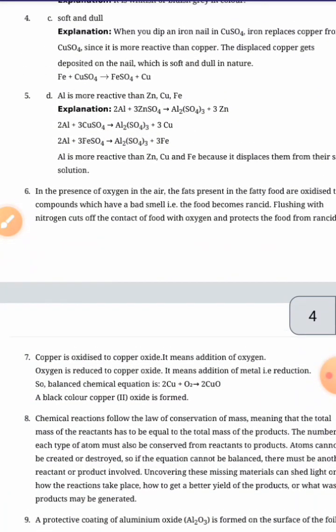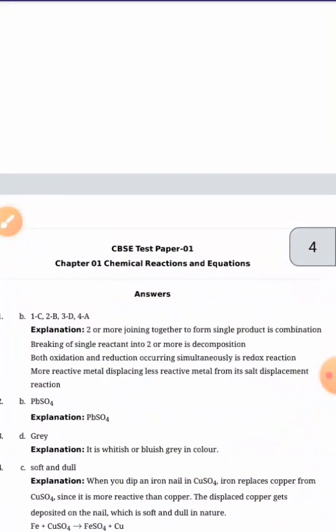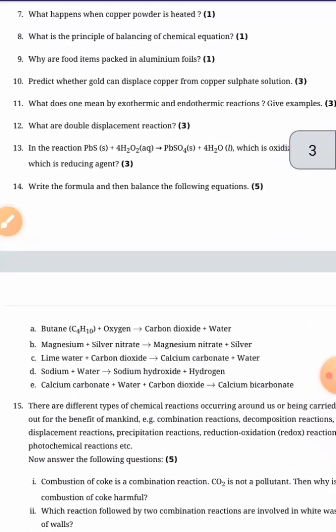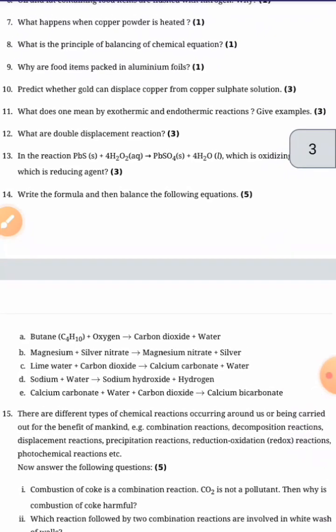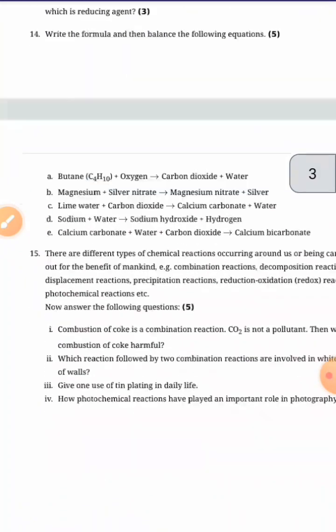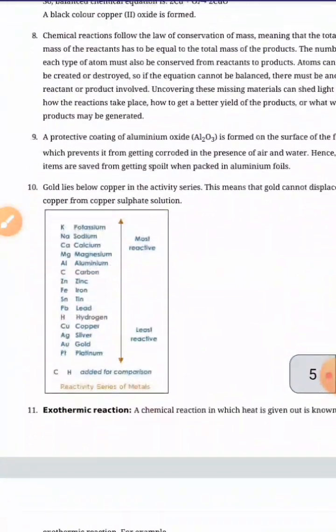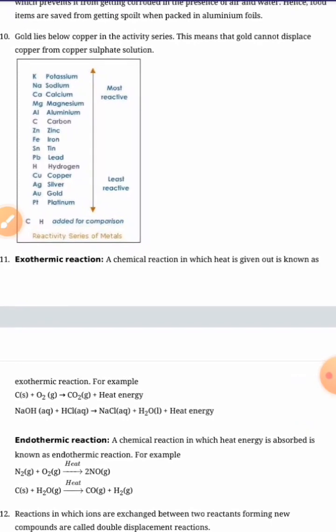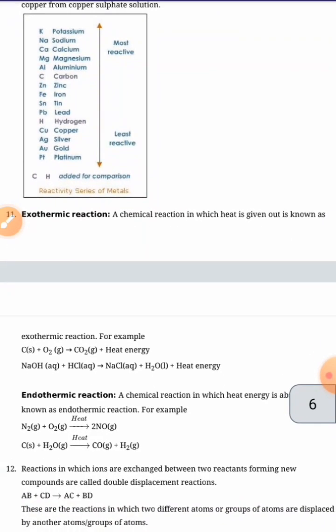Now come to question number 11th. What does one mean by exothermic and endothermic reaction? Give one example. Exothermic reaction: a chemical reaction in which heat is given out is known as an exothermic reaction.